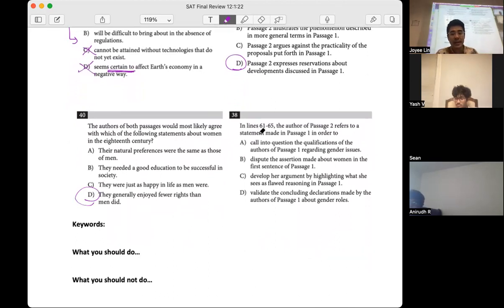And then 38. Now, this is a history passage. So now all holds are not barred, right? Now people are calling each other out and they're arguing and fighting or whatever. So which one is best in a history passage when people are calling each other out? Which one? B, dispute the assertion, right? Dispute the assertion. We're getting mad at your argument.